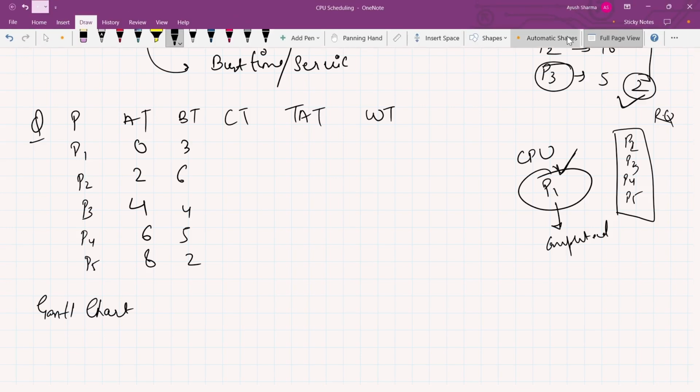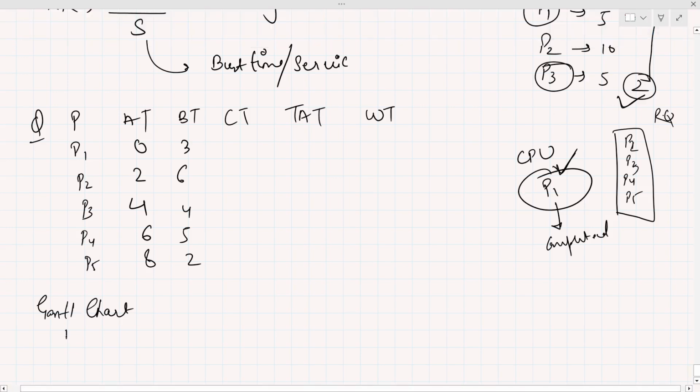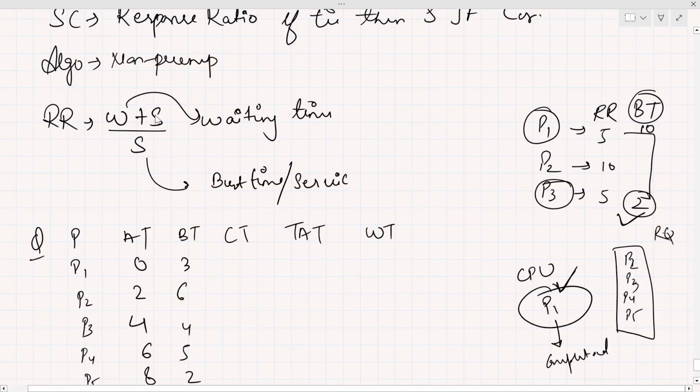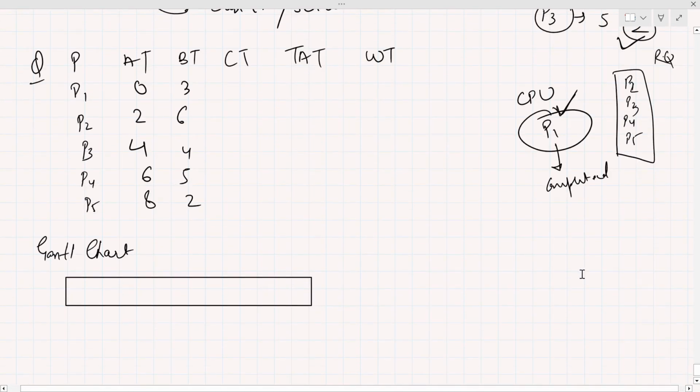Now in this particular type of scheduling algorithm, how do we select a process? We select a process according to the response ratio, and the formula of response ratio is (W + S) / S. So we have to choose a process according to the response ratio.